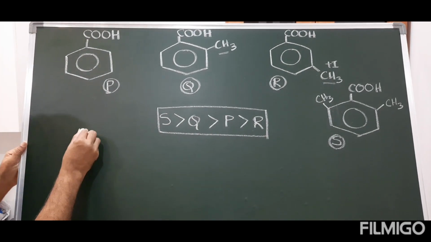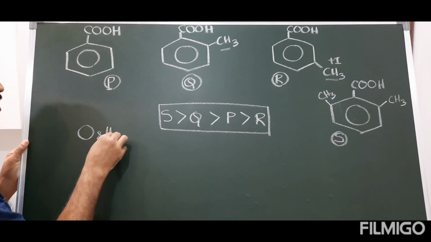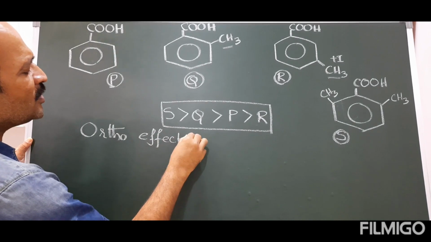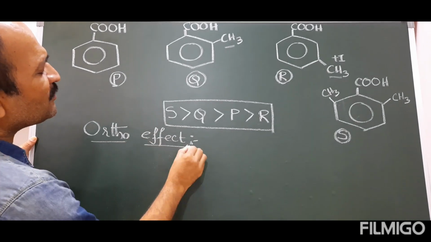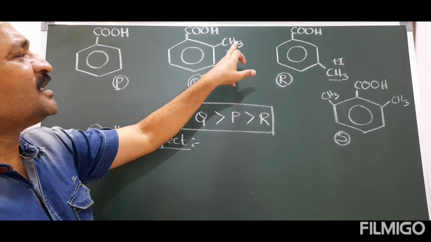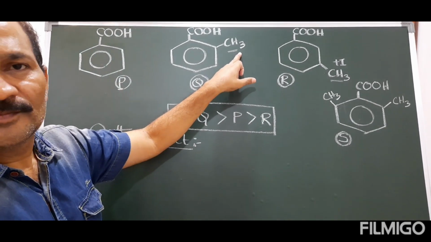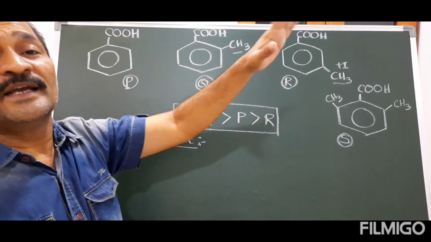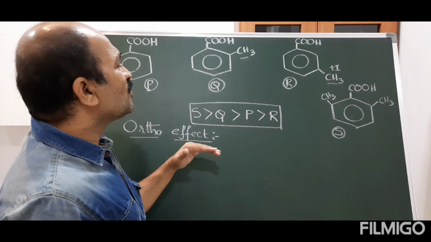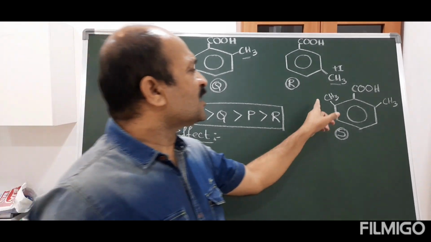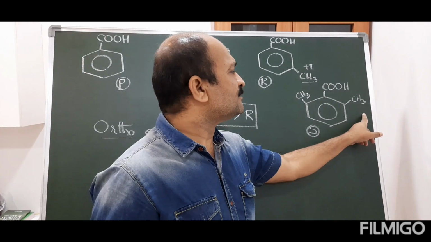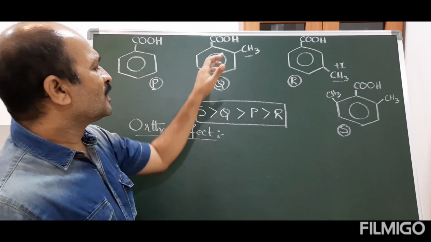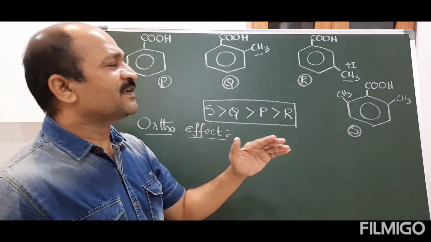The reason is a special effect called ortho effect. Irrespective of the nature of the group, whether donating group or withdrawing group, any group present ortho to the COOH group will increase the acidic strength. That effect is called ortho effect. Here there are two CH3 groups at the ortho positions, so they will affect the acidic strength more dominantly than this one. That simple effect is called ortho effect.